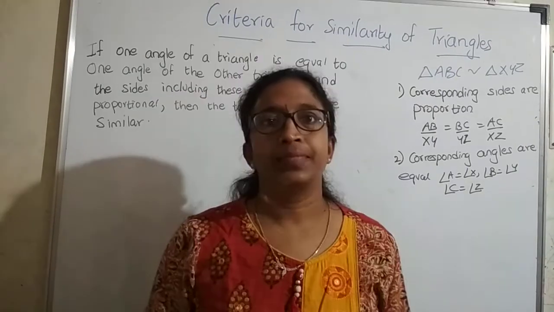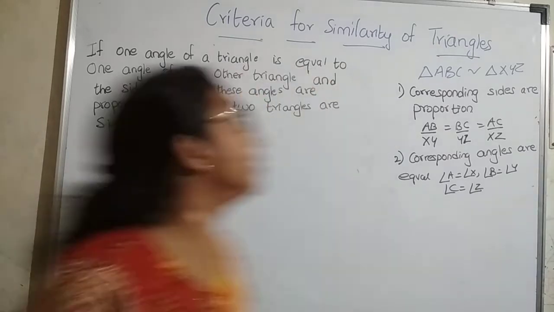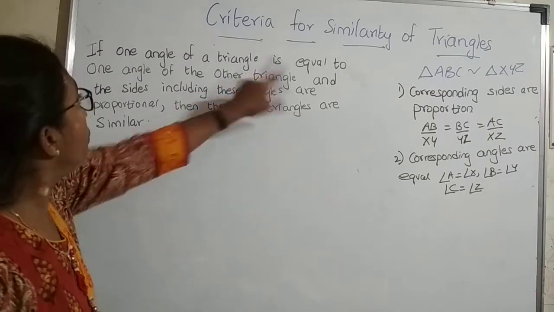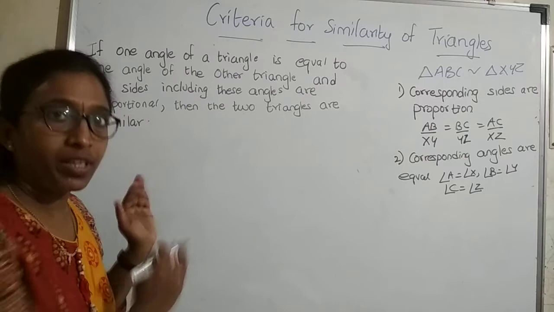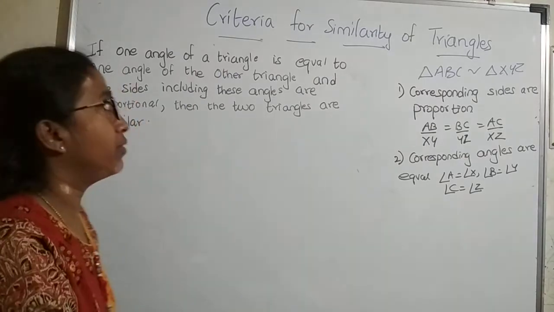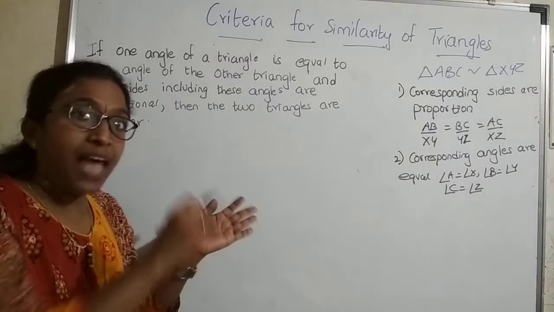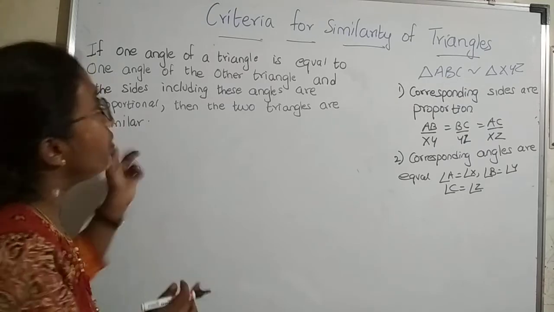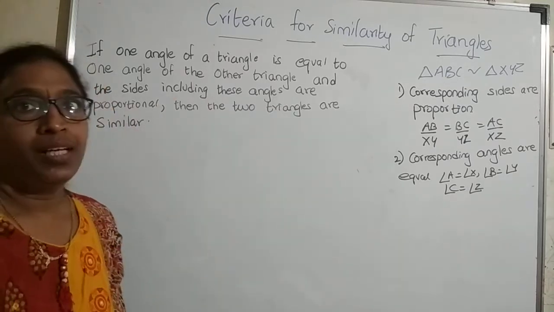The last criteria for similarity, what you are going to learn, let's understand that. If one angle of a triangle is equal to one angle of the other triangle, and the sides including this angle which is equal, if they are proportional, then the two triangles are similar. Let's draw the diagram.